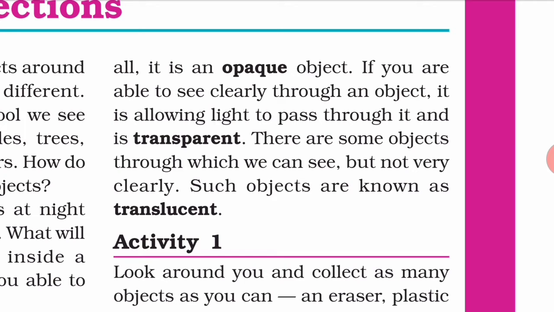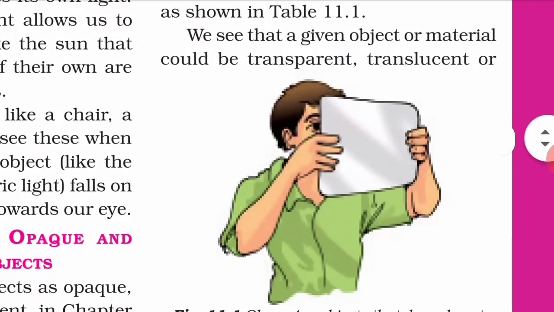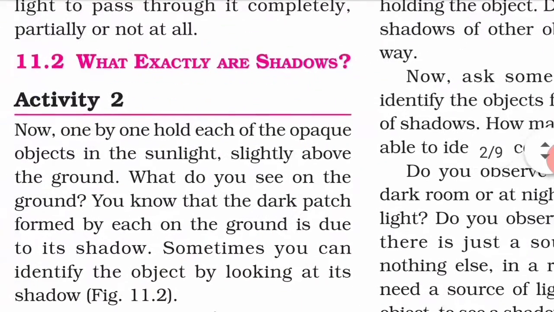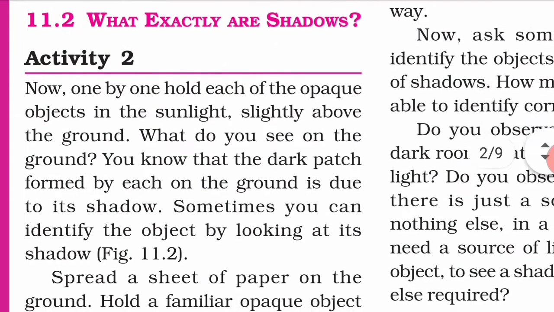Now what is a translucent object? Translucent objects are those objects through which we can see but not very clearly. Such objects are called translucent. Let me give you an example. Frosted glass, from which you might be able to see but not clearly, or butter paper. They are all examples of translucent objects. Now you can see the things around you and just identify what are translucent, transparent and opaque objects.